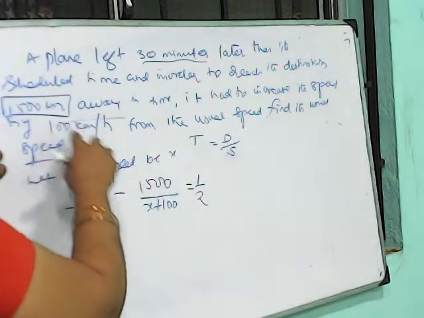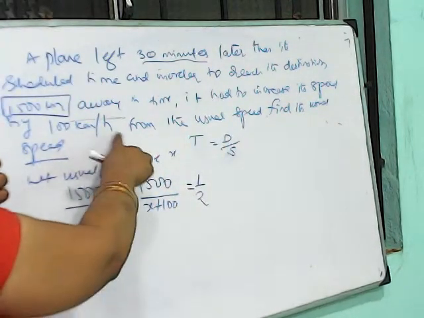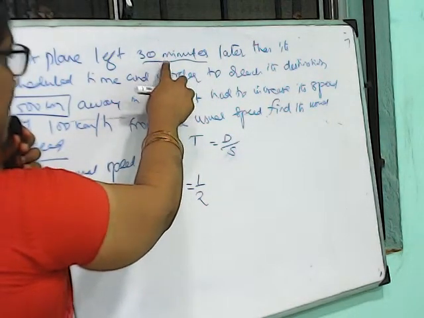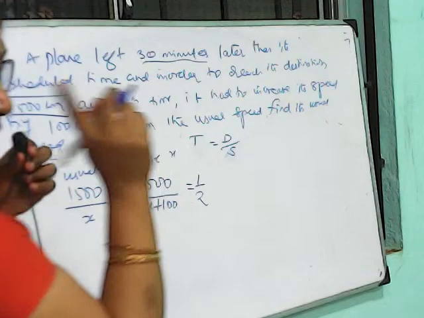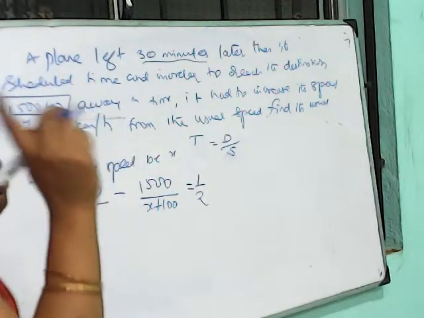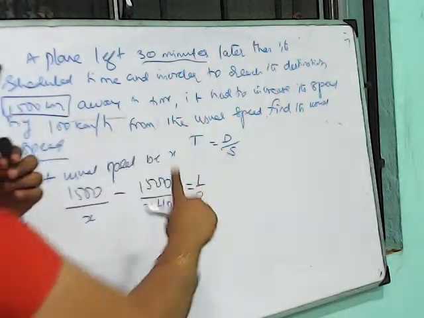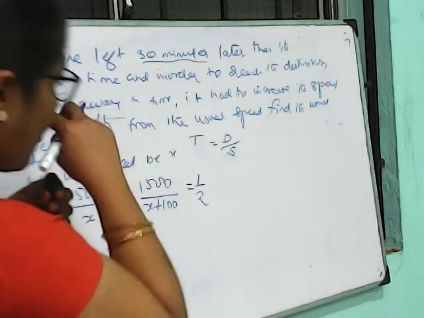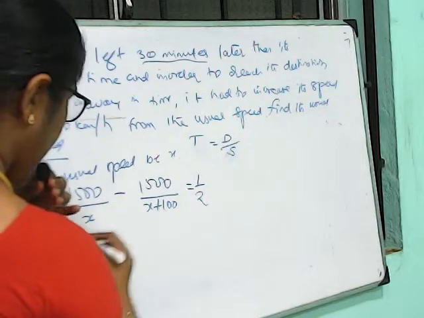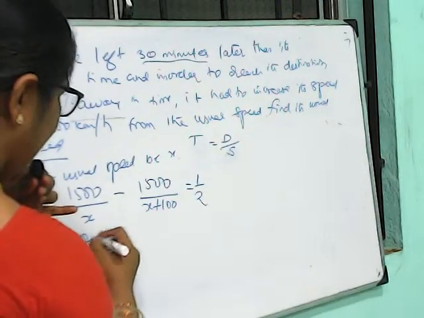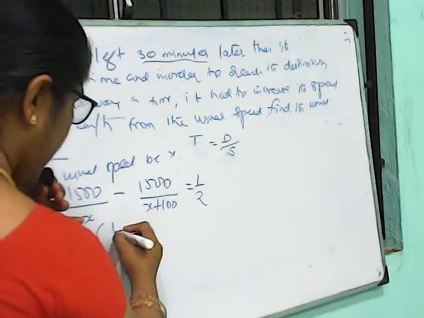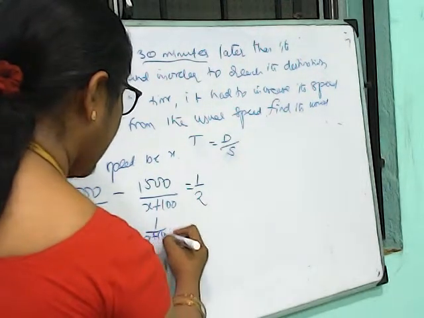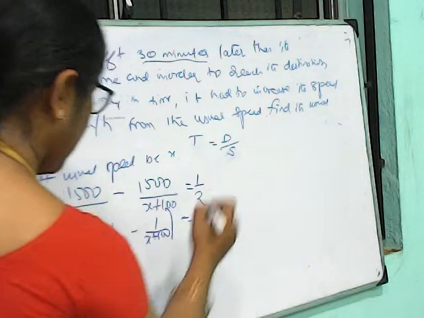Why? Because the speed is calculated in kilometers per hour, so I am going to convert the 30 minutes to half an hour. 60 minutes is 1 hour, so 30 minutes will be half an hour, which is 1/2. Okay, now how am I going to proceed? To proceed easily, I am going to take 1500 out as common. So 1 by x minus 1 by x plus 100 is equal to 1/2.